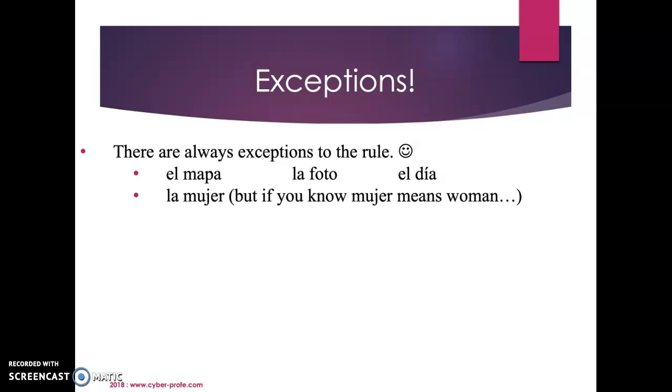There's also another one, la mujer. Typically, if a word ends in a consonant, it is masculine. However, the word la mujer means woman, so that is obviously going to be feminine.